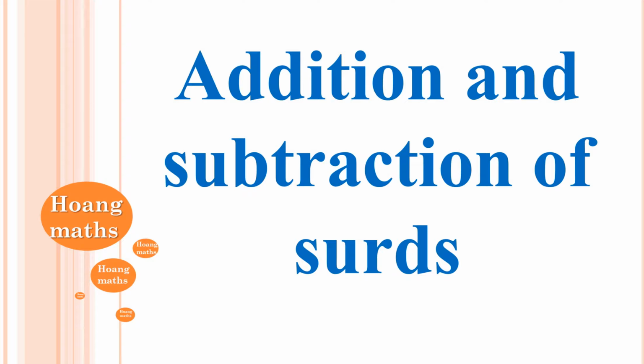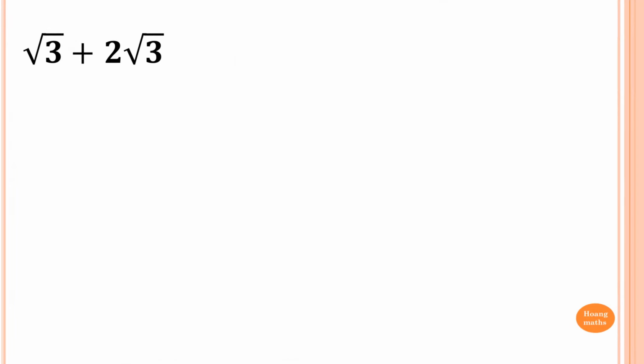Adding and subtracting surds is exactly the same as adding algebra. Okay, so let's just do examples. Let's say this one here, root 3 plus 2 root 3. It's just like x plus 2x. That's all. You see, what is x plus 2x? That's right, it's 3x. It's exactly the same as adding algebra.